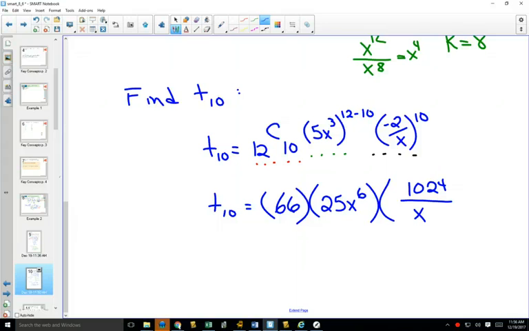Oh, what did I do wrong? Nope. Nobody pointed it out. What did I do wrong? What should be 9? It should be 12 minus 9. Oh my goodness, guys. If it's term 10, what's k? 9. So all of these needed to be 9s. So that will change all of our values in here.